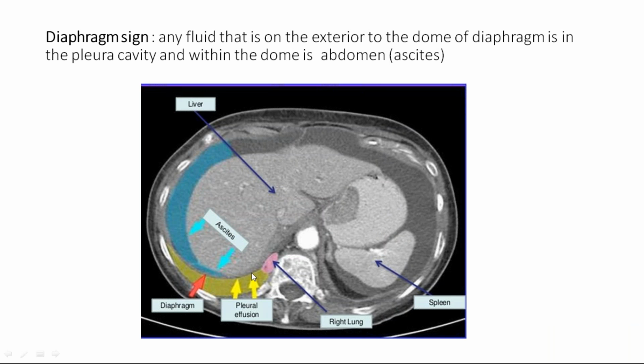And on CT, we have to differentiate pleural effusion from ascites, and the diaphragmatic sign will help in this. Any fluid that is exterior to the dome of the diaphragm is pleural effusion, and anything which is within the dome is ascites.